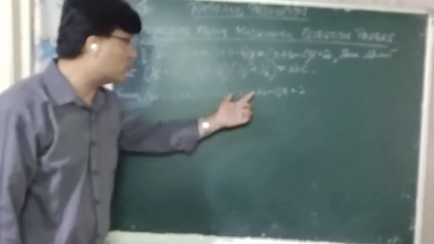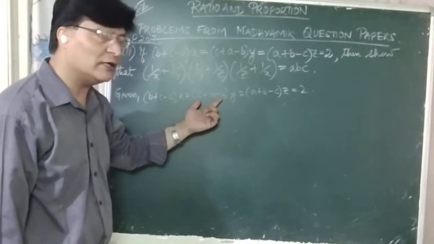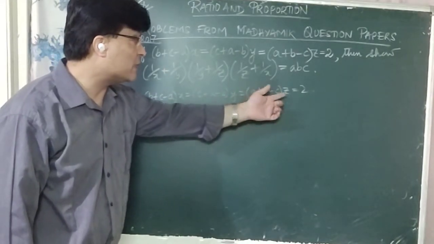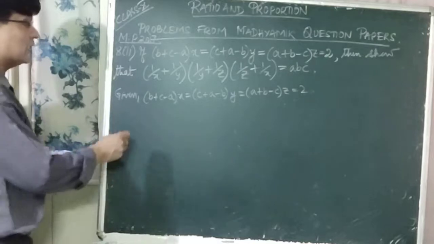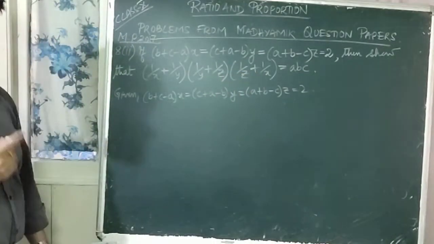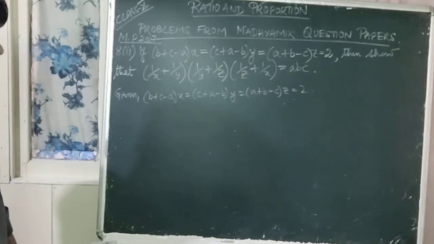Similarly, equating second with last, we can get the value for c plus a minus b is equal to 2 upon y, and a plus b minus c is equal to 2 upon z, because you have to prove that (1 upon x plus 1 upon y) into (1 upon y plus 1 upon z) into (1 upon z plus 1 upon x) is equal to abc.